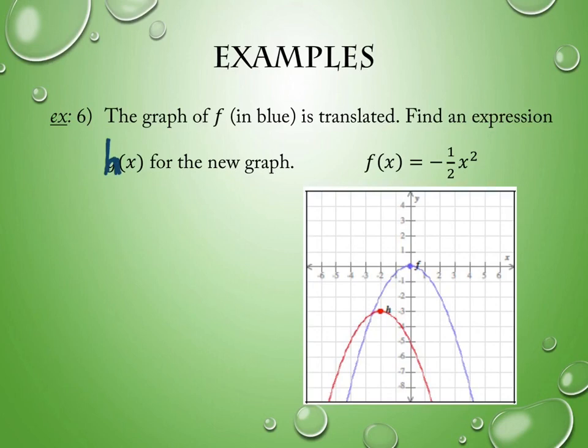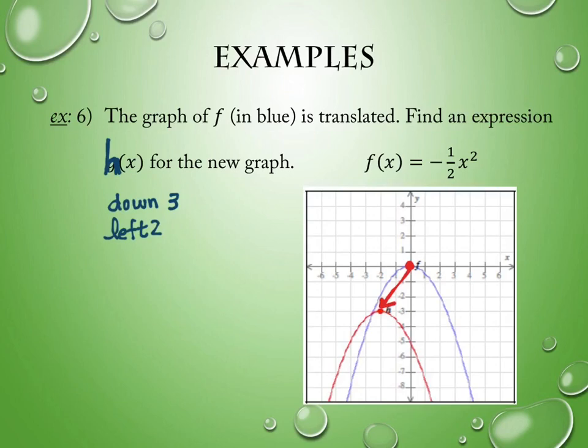So we need to figure out, are there any reflections? Are there any stretches? Is there any shifting left, right, up, and down? What is going on with my graph? So tell me some of the things you see. What do you see that has been changed when you go from the blue graph to the red graph? Okay, so down 3, and over, do you mean right or left? Left 2. So that takes care of this point going to that point.